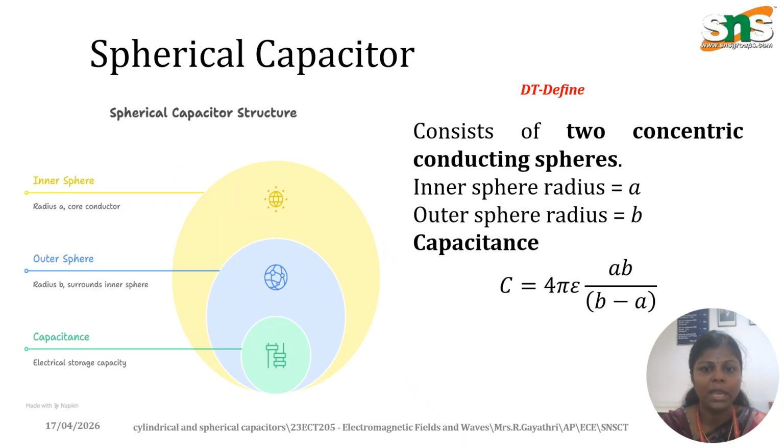Coming to the spherical capacitance, it also consists of two concentric conducting spheres, an inner sphere and an outer sphere. The inner sphere has a radius A and the outer sphere has a radius B, and it has the capacitance which stores some energy. The capacitance formula is C equals 4 pi epsilon AB divided by B minus A.